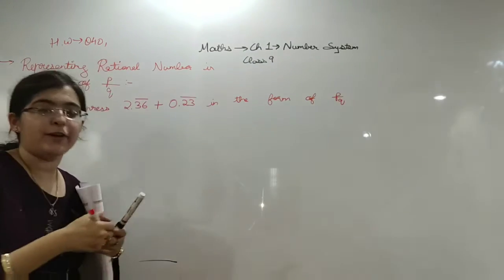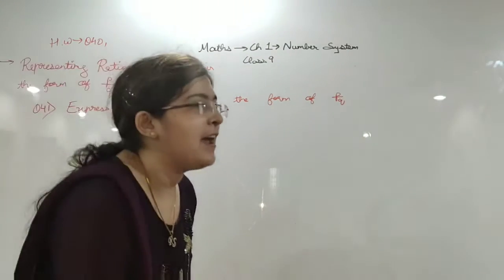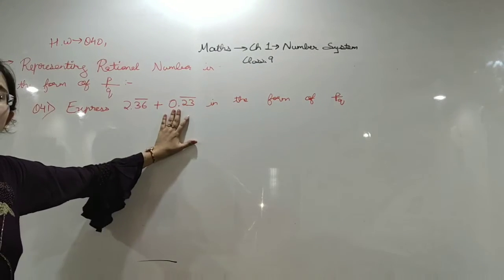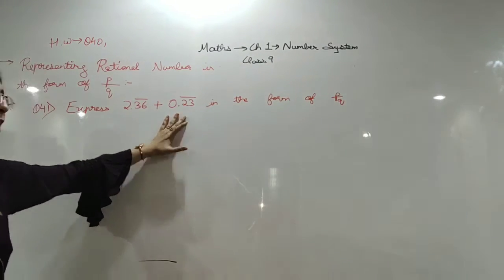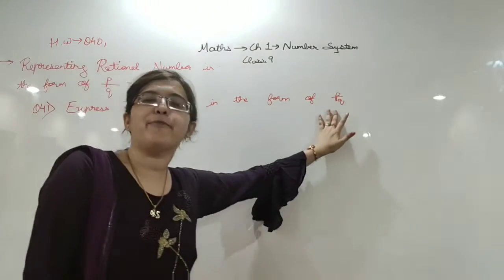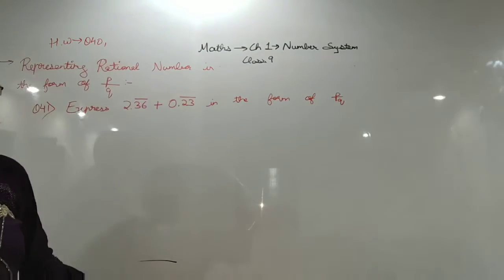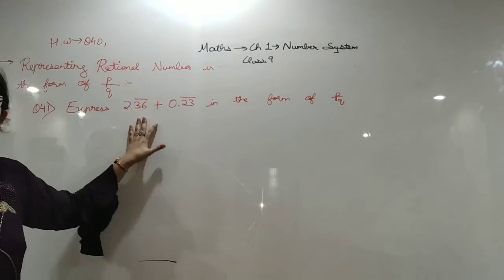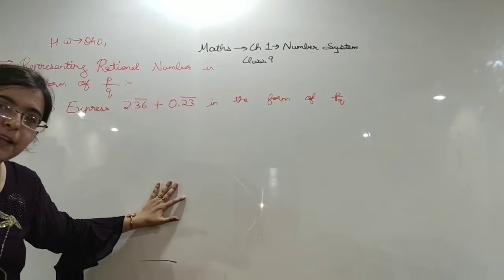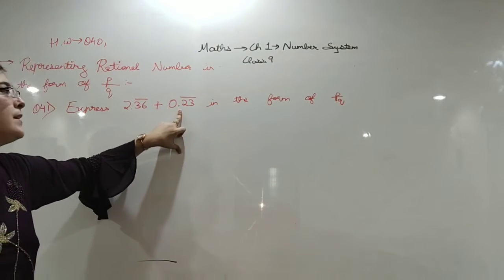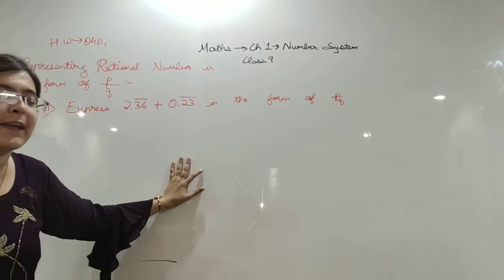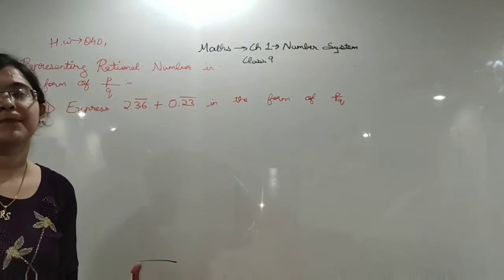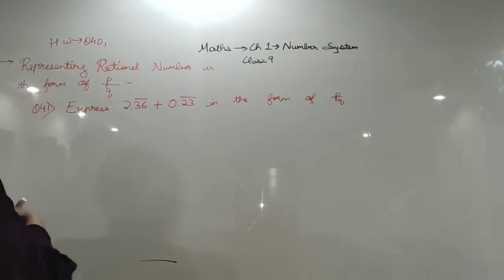Okay, students. So what we have to do? We are having two numbers here: 2.36 bar and 0.23 bar. We have to convert it in the form of P by Q. So what we will do? We will first convert 2.36 bar in the form of P by Q. Then we will convert 0.23 bar in the form of P by Q. Then we will add both of them. Okay, so let's start.